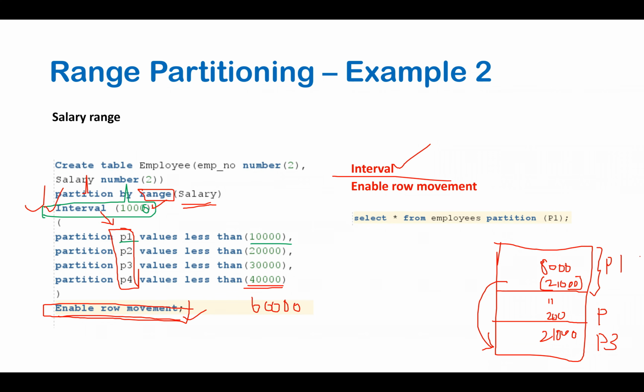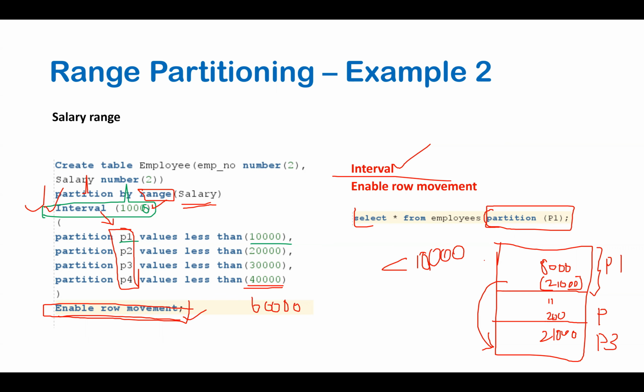Got it? So if you want to select only P1 partition data, you can select this way. Select star from the table name, sorry, no need to use a where clause. Select star from the table name partition P1. If you know directly how the data has been stored, you can select this way, partition P1. But if you are selecting star from the table name where salary is less than 10,000, which partition will it go and check?